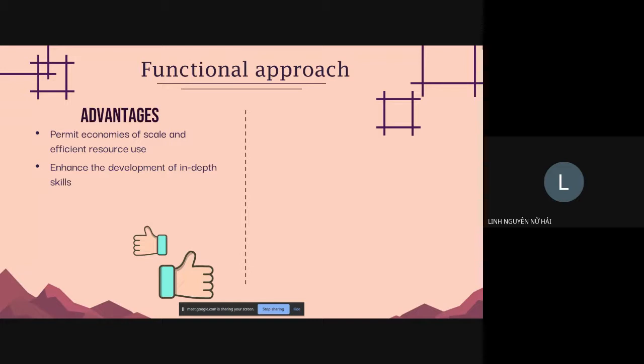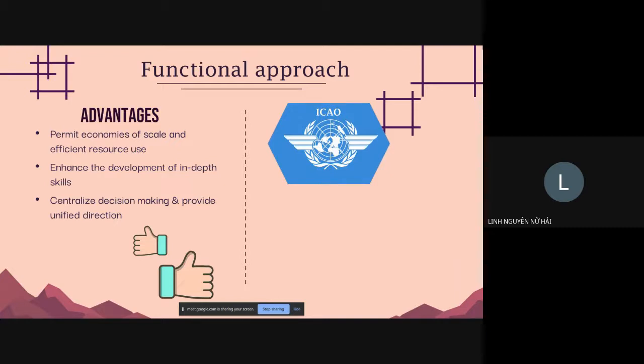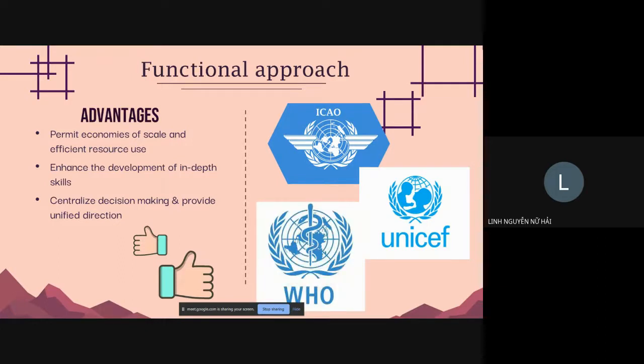Businesses using functional structure will find it easy to promote within as employees are coached and move up in the business. The in-depth training and focused career path give employees clear career goals and the direction to reach them. It also offers a way to centralize decision-making and provide a unified direction from top managers. Organizations that make the most out of this approach would be specialized agencies of the United Nations, such as the International Civil Aviation Organization, the United Nations Children's Fund, or the World Health Organization.